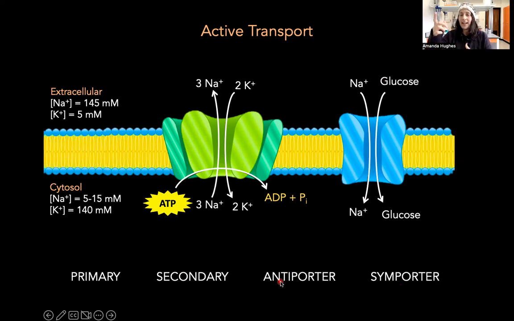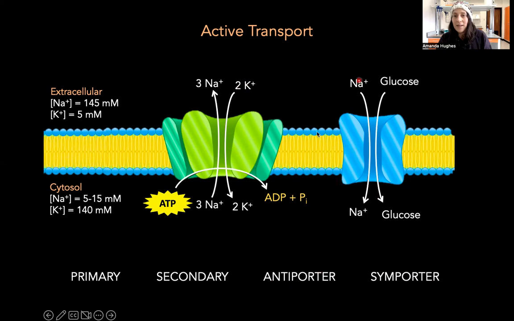Anti means against or maybe opposite, and sym would mean together. So an antiporter would be a transporter that moves two things opposite of each other. The sodium-potassium channel is an example of an antiporter because it's going to move potassium inside, yet sodium outside of the cell. And then a symporter is something that moves two things together. So sym meaning together as one.